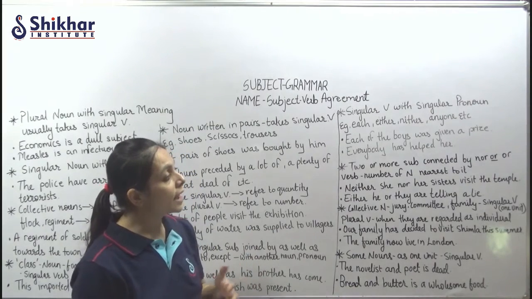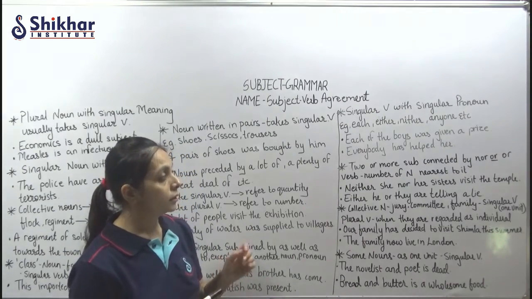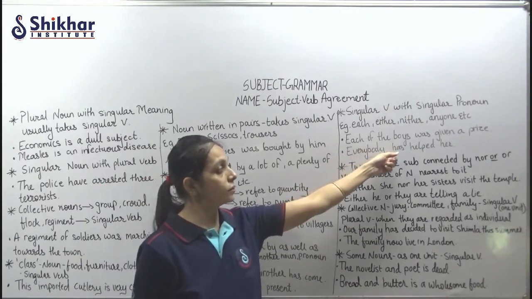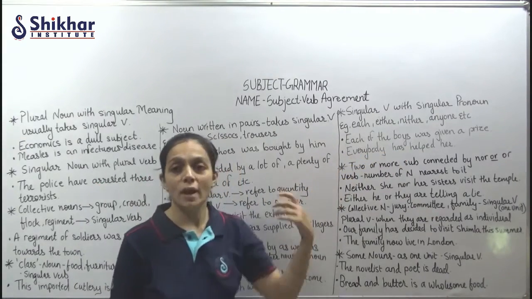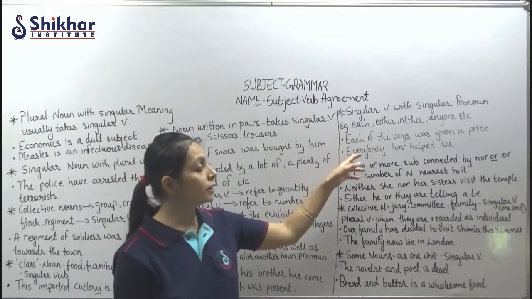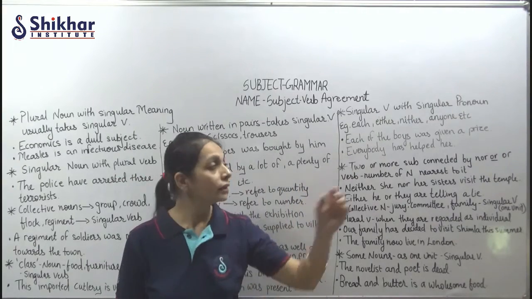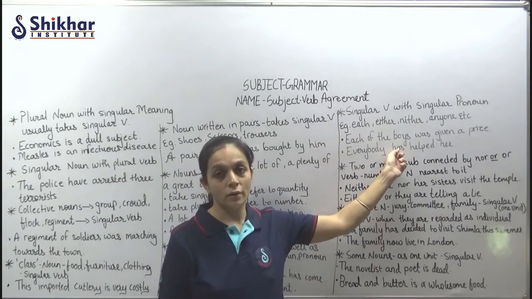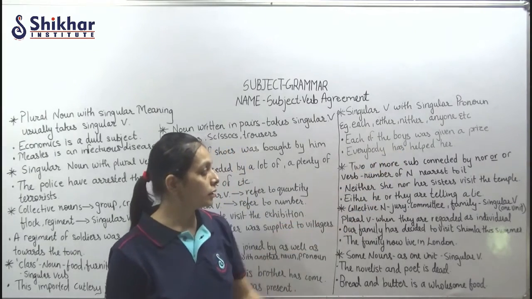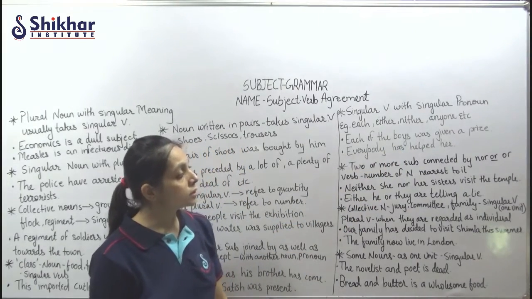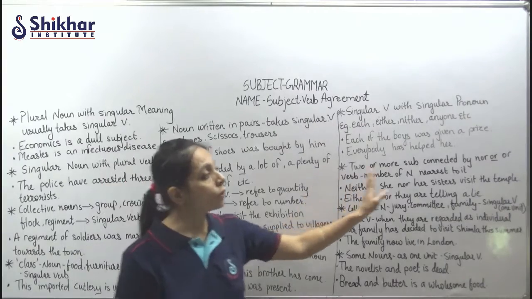Then everybody has helped her. Everybody has. Why did we take has here? Everybody have helped her will not be correct. Everybody means individually we are counting, and that is why has and not have. Understood? Has helped her.